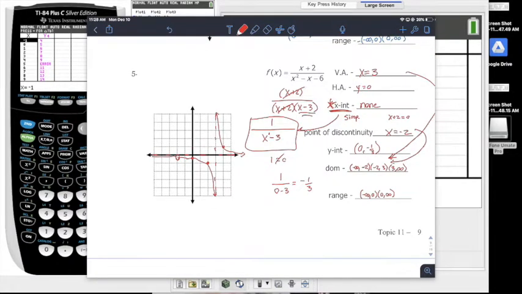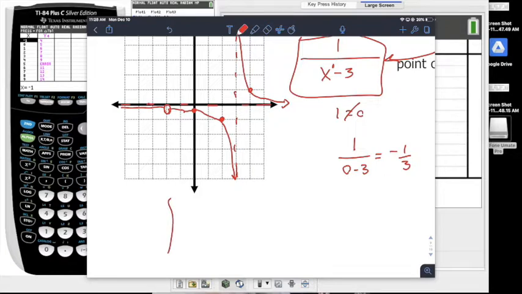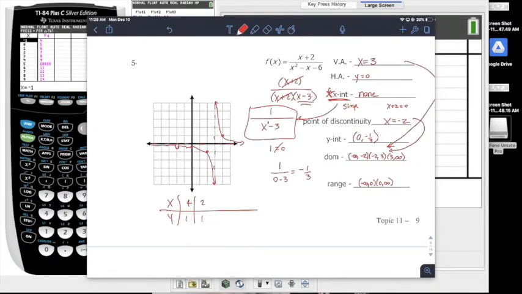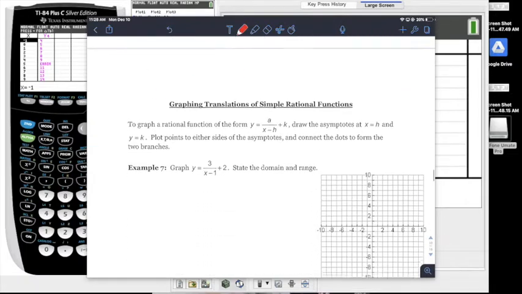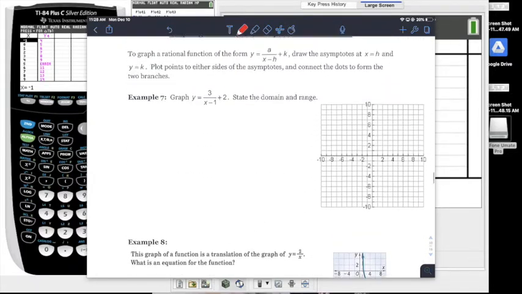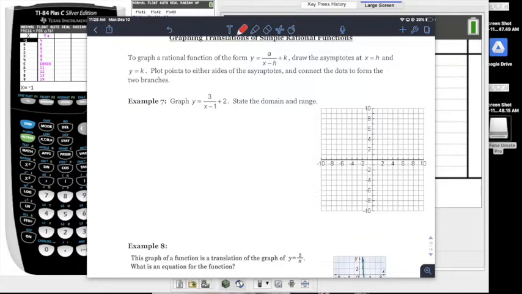So just think of, make a table if it helps you. Get a couple of extra nice points. I used 4 and I got 1, and then I used 2 and I also got -1 right there. And that helped me get the shape and which sections they're supposed to be in. Okay, awesome. All right, last thing that we're going to talk about here is graphing transformations.